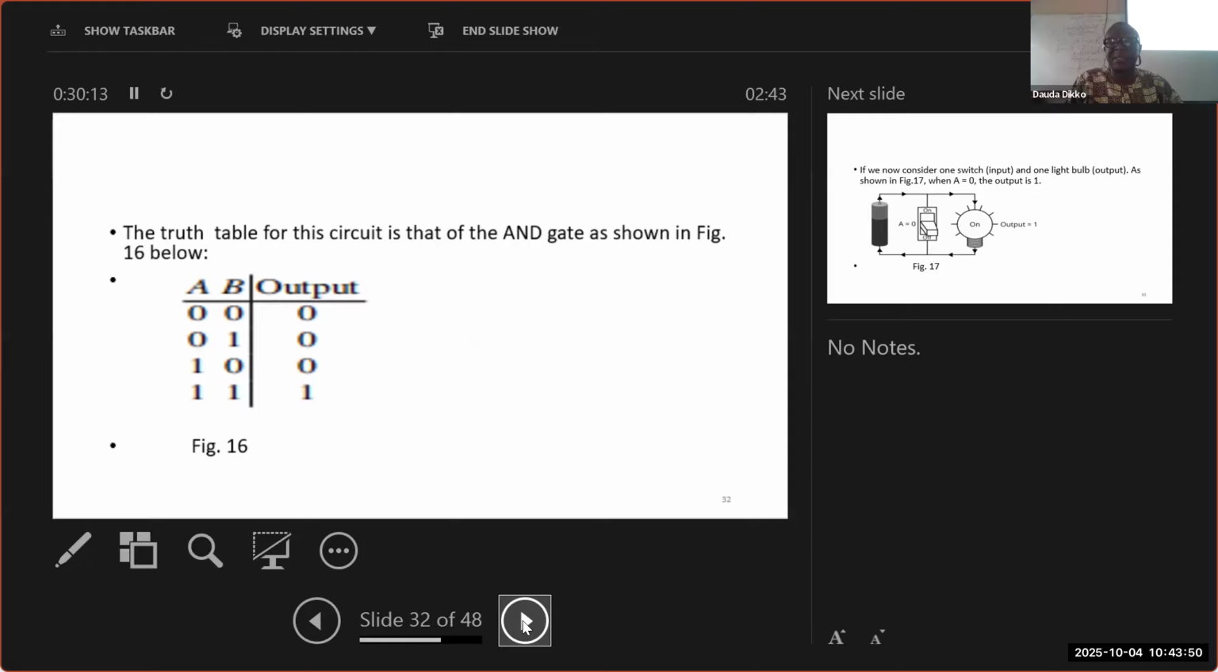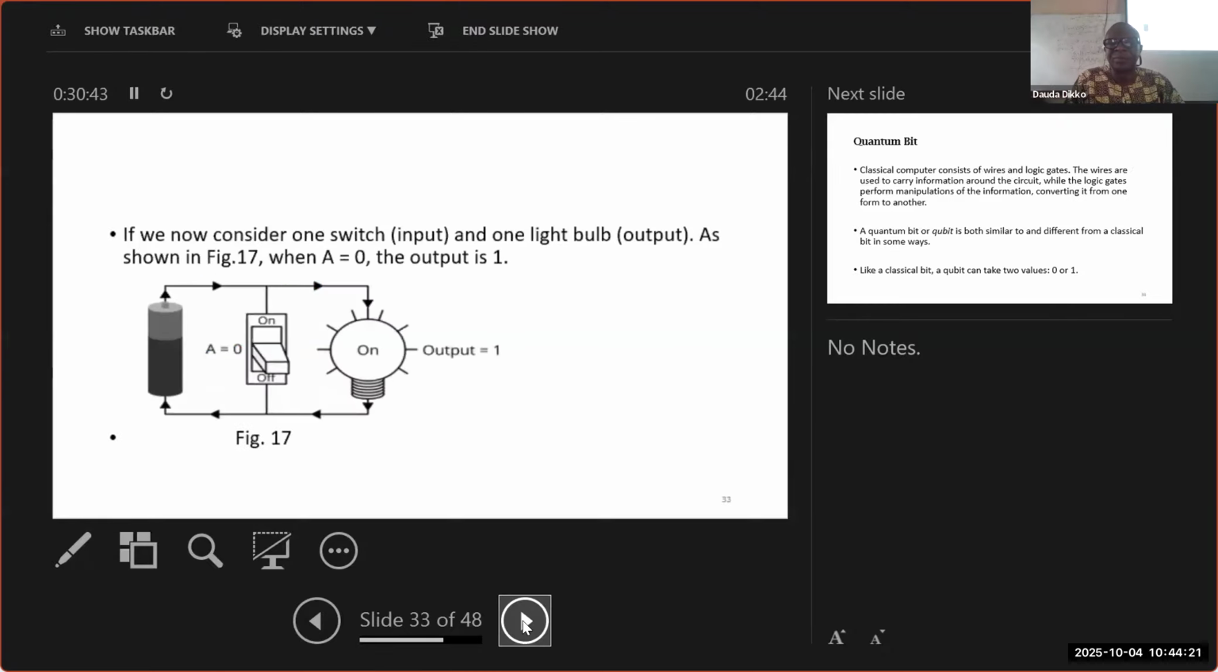So for the AND gate, the light bulb can be on when both switches are also on. And that is why you have 1, 1. 1 represents that the first switch is on, then another one represents that the second switch is also on. And that is when the light bulb will show. So this is just the rudiment of the logic gate.